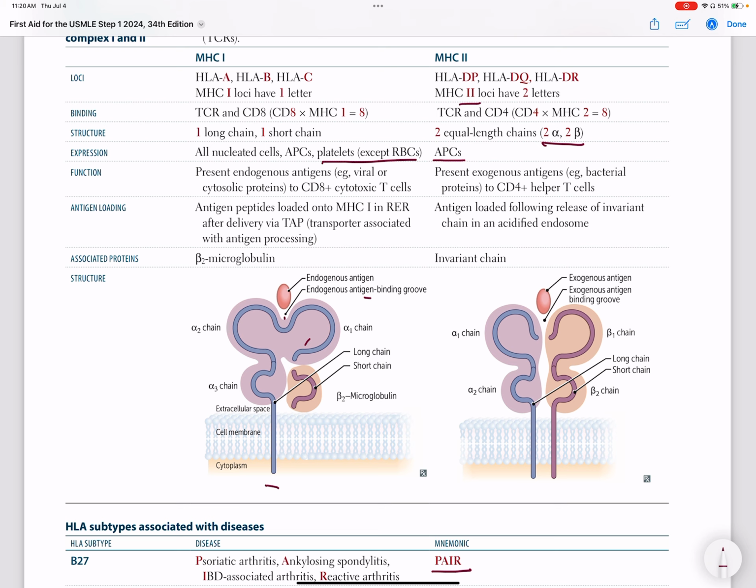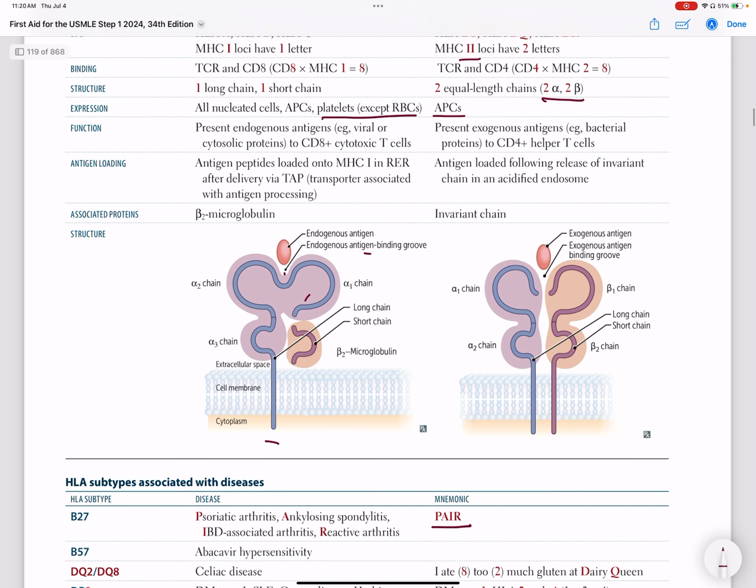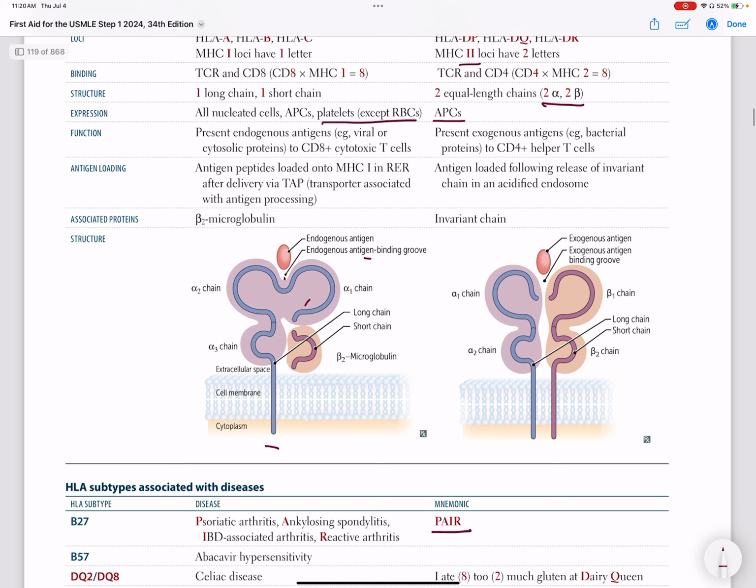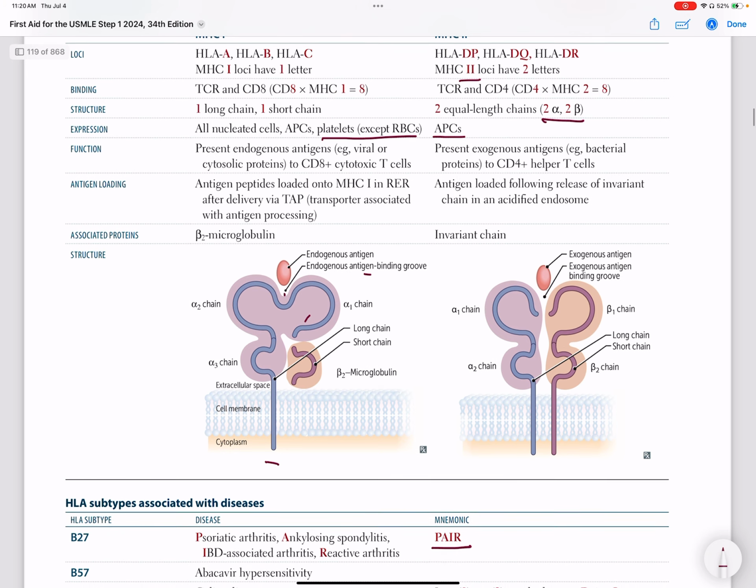Expression: MHC1 is on all nucleated cells, APCs, and platelets, except for RBCs. Only APCs express MHC2. Function: MHC1 presents endogenous antigens, for example viral or cytosolic proteins, to CD8 plus cytotoxic T cells. MHC2 presents exogenous antigens, that is bacterial proteins, to CD4 plus helper T cells.